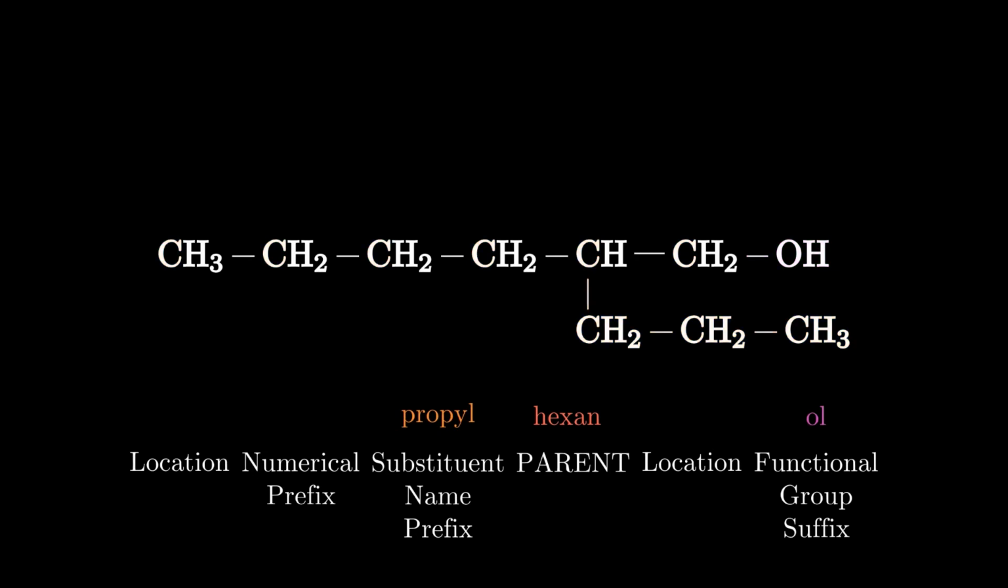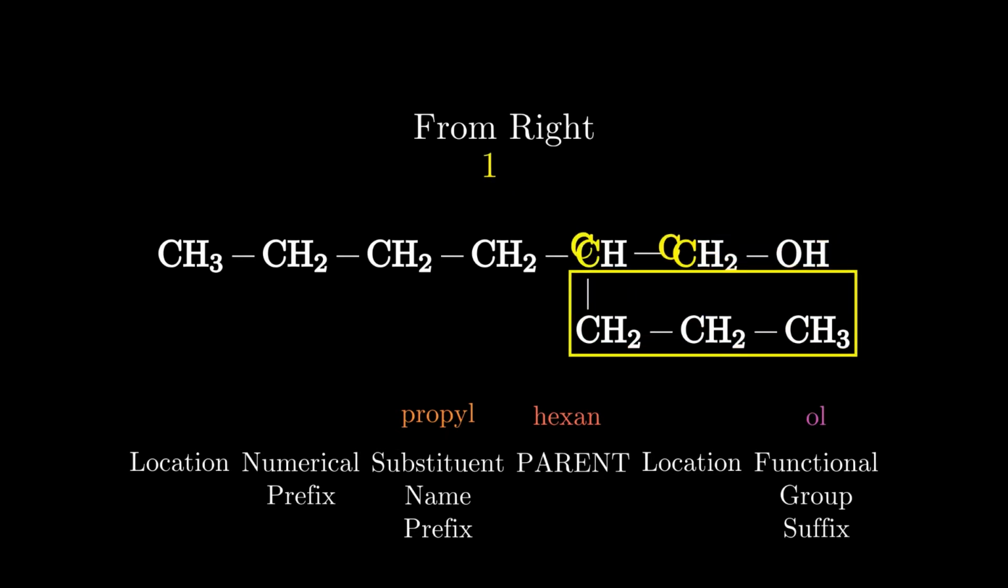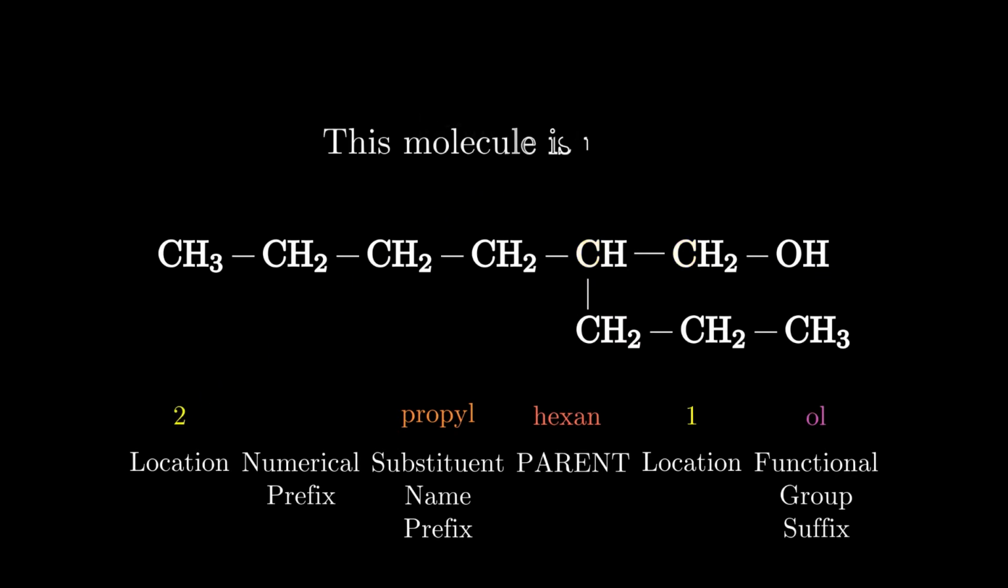Like the ether at the end of the part 2 video, the OH is all the way to the right and will be position 1, meaning the propyl group is at position 2. We have now identified everything we need in order to name this molecule, and it is 2-propylhexan-1-ol.